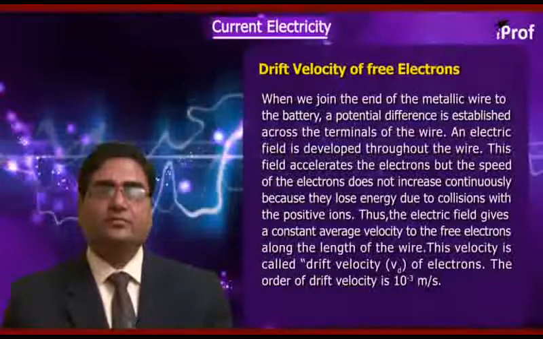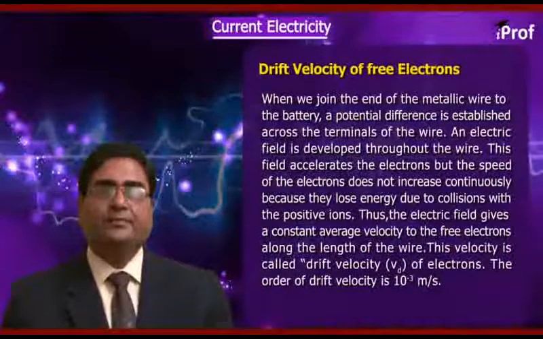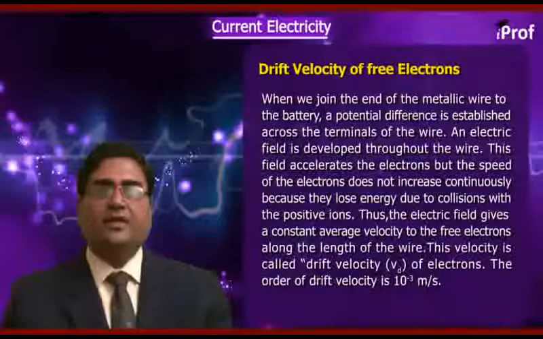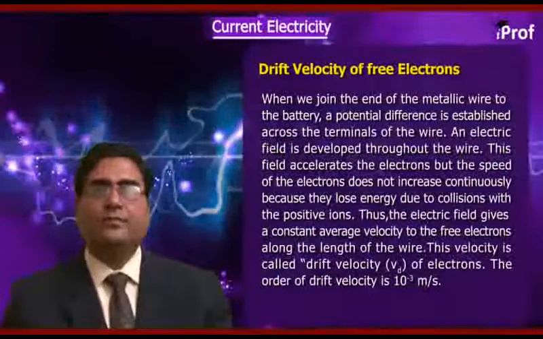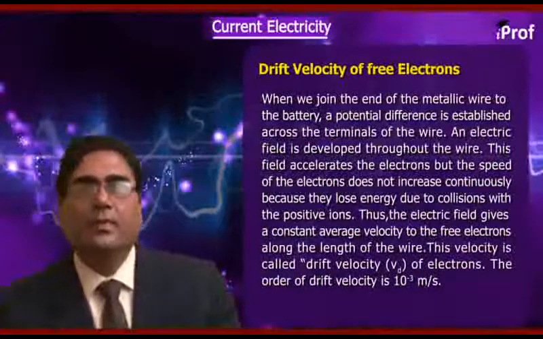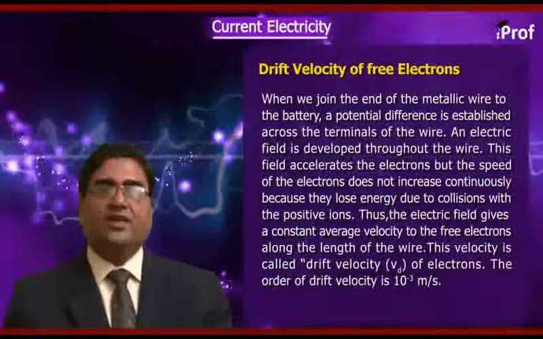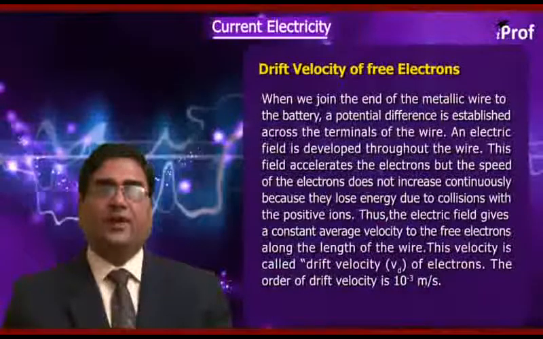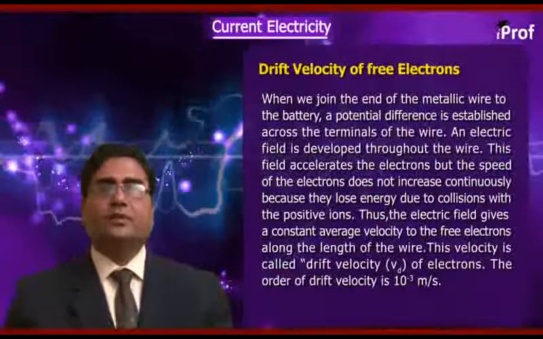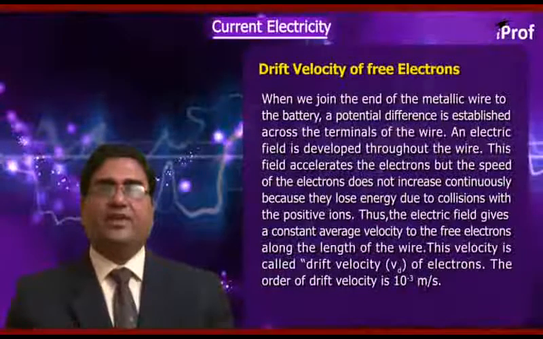Thus, the electric field gives a constant average velocity to the free electrons along the length of the wire. This velocity is called drift velocity of electrons. The order of drift velocity is 10 power minus 3 meter per second.